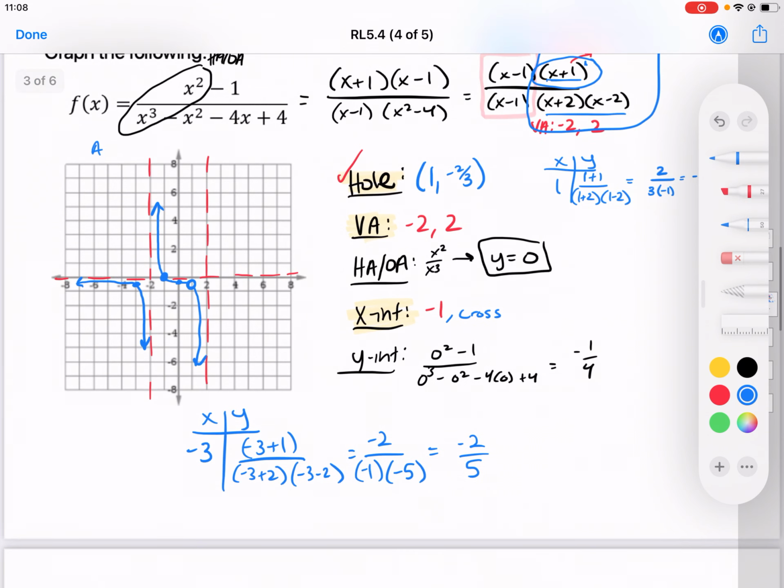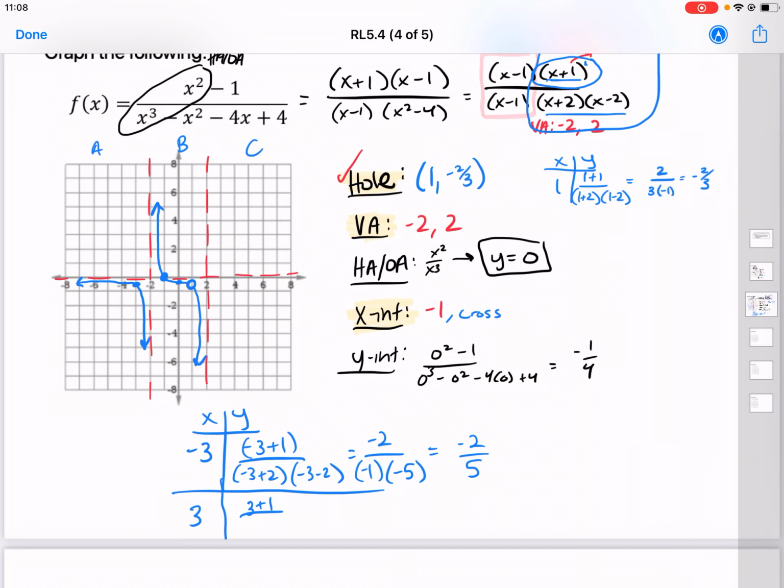Then let's do the same thing with positive 3, because positive 3 would be right here, on the far right. So there are going to be 3 curves: section A, section B is the middle section, and section C is the last section. I'll use the same function, so I get 3 plus 1 over 3 plus 2 times 3 minus 2. So we get 4 over 5 times 1, or 4/5. So I'm going to go roughly right here at 3, 4/5 and draw my curve. And there's the graph.